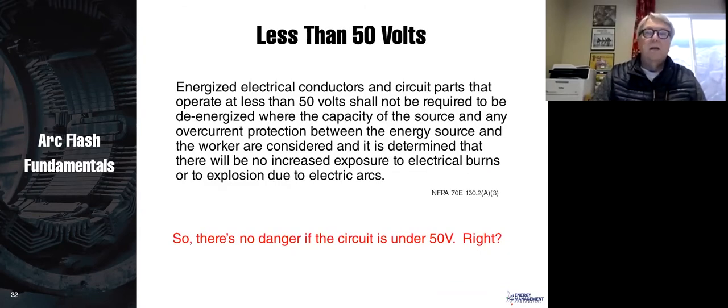Well, it turned out that I didn't finish the paragraph. It said, shall not be required to be de-energized where the capacity of the source and any overcurrent protection between the energy source and the worker are considered, and it is determined that there will be no increased exposure due to electrical burns or to explosion from electric arcs. So basically they're saying if it's less than 50 volts, we leave it to you to determine the hazards. If you're looking at a 4 to 20 milliamp speed reference on a variable frequency drive, I'm not going to worry about de-energizing that to work on it. But if you have things that have a sufficient danger, such as a battery room, then you need to take precautions. But that is the 50 volt rule.